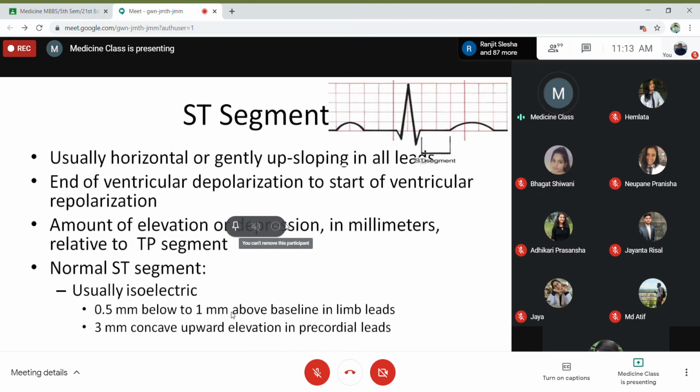And the ST segment starts from the end of the S to the starting of the T wave. This is usually isoelectric, and if it is above the isoelectric line, then we call that ST segment elevation. And if it is below the isoelectric line, then we call that ST segment depression. The elevation and depression usually denote whether there is ischemia or not.